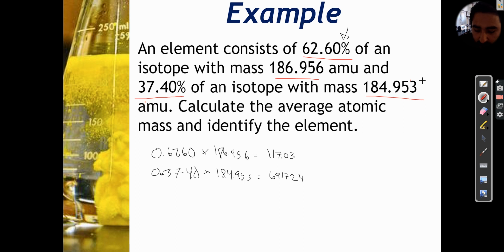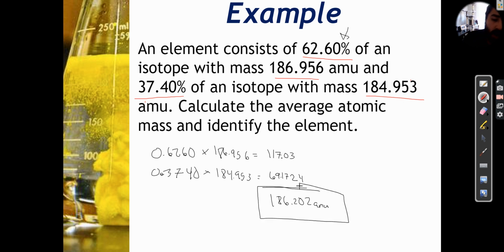So 117.03 plus 69.1724. And our answer here is 186.202 AMU, atomic mass unit. All right, so that is the average atomic mass.